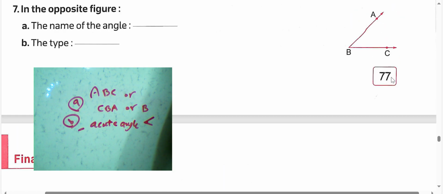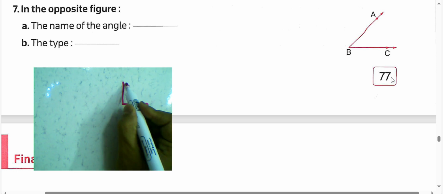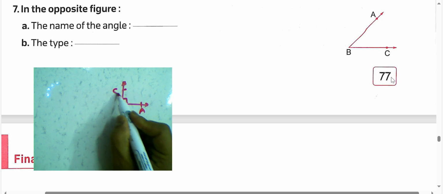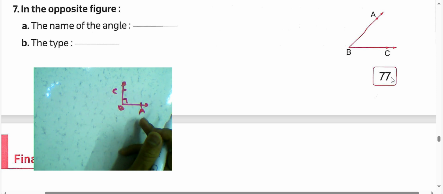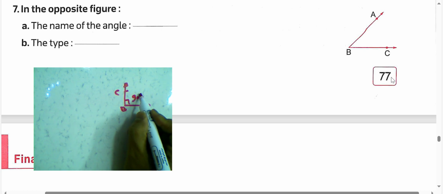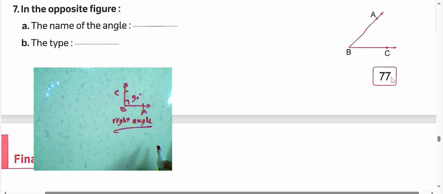We must know the type of this angle. Now I will give you another example like this. What about this angle? We can call it APC. The measure of this angle will be 90 degrees. We call it a right angle.